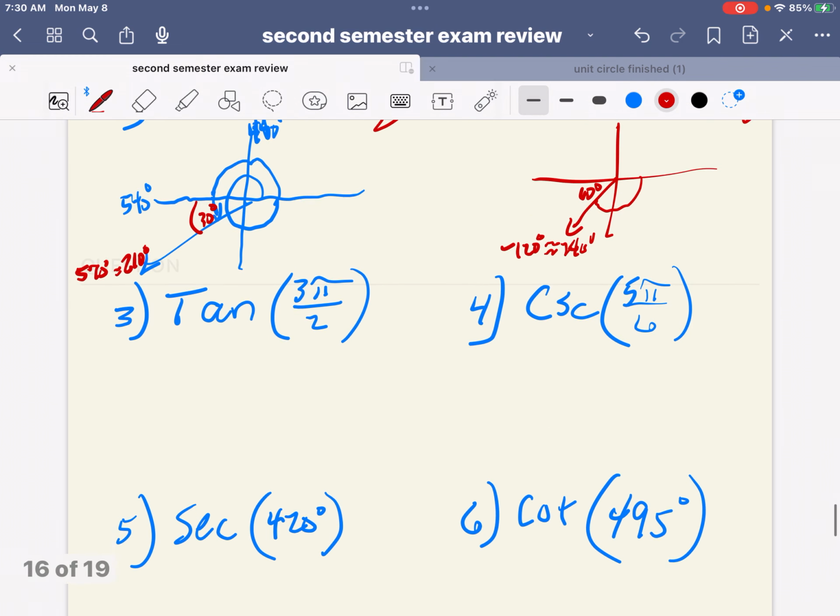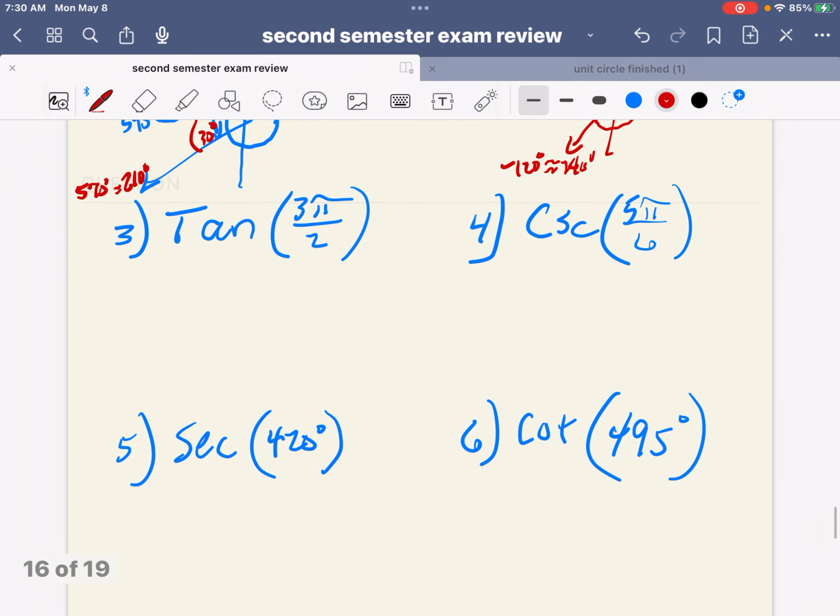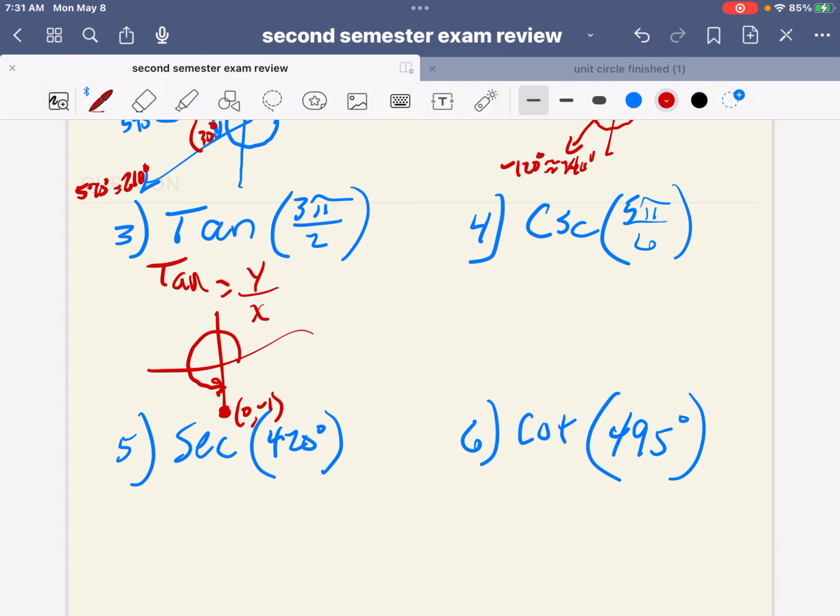Okay, tangent of 3 pi over 2. Well, remember, tangent on the unit circle is y-coordinate divided by the x-coordinate. 3 pi over 2 is right here, and the ordered pair at that point is (0, negative 1). So y divided by x is undefined. The tangent of 3 pi over 2 is undefined. There's a vertical asymptote there.